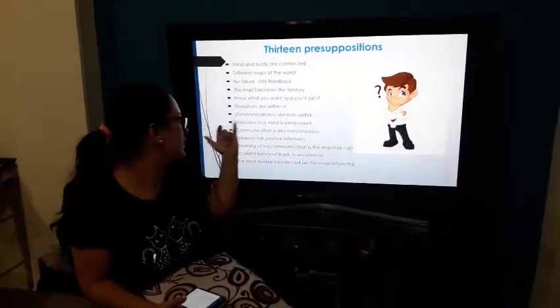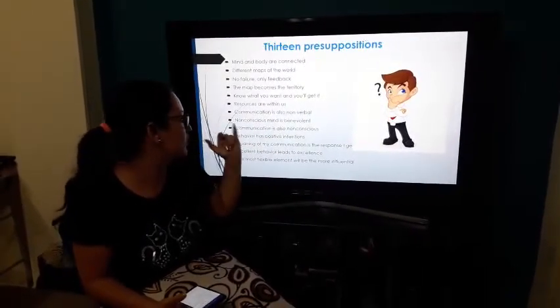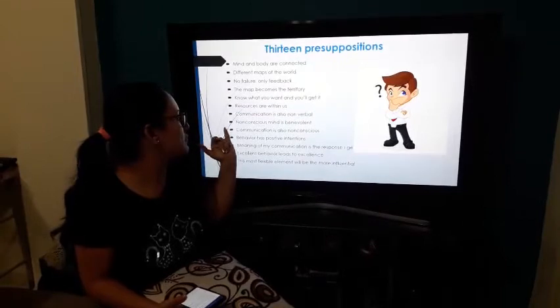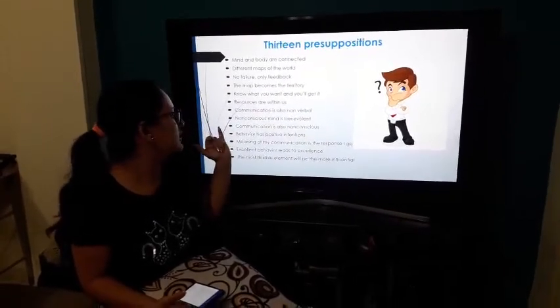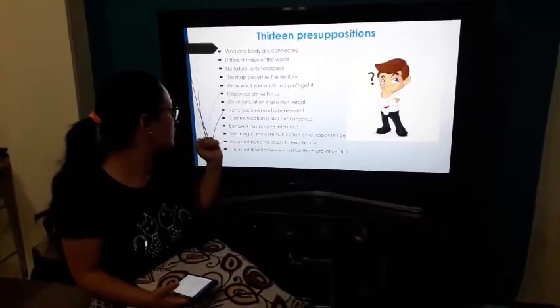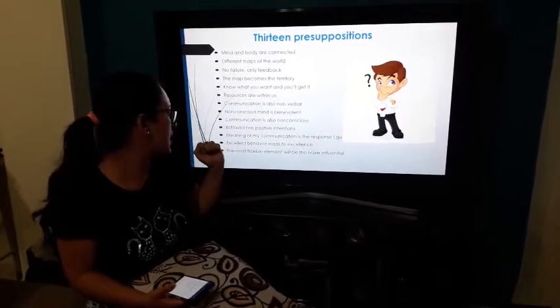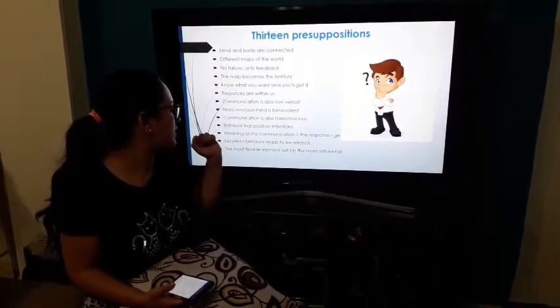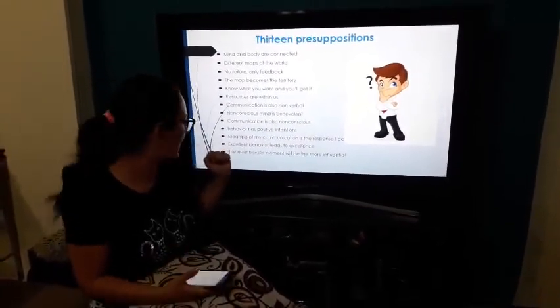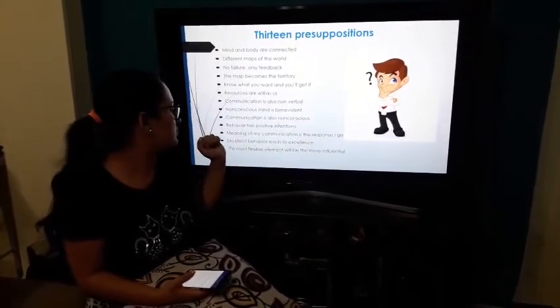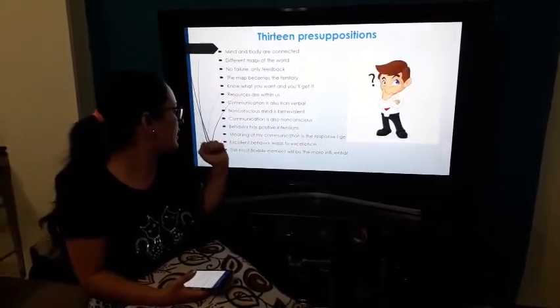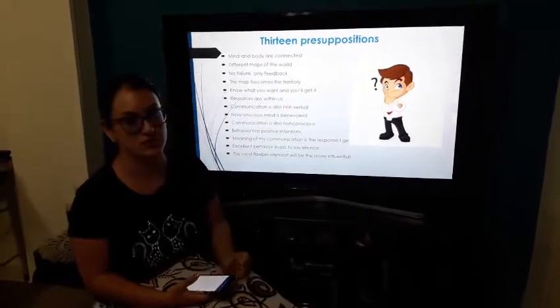Resources are within us. Communication is also nonverbal. Non-conscious mind is benevolent. Communication is also non-conscious. Behavior has positive intentions. Meaning of my communication is the response I get. Excellent behavior leads to excellence, and the most flexible elements will be the more influential.